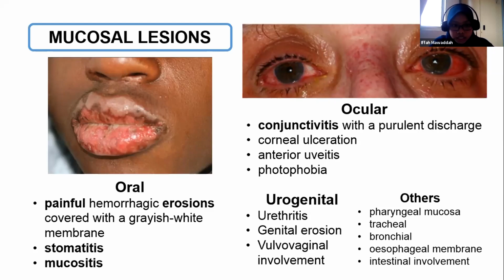And then for urogenital involvement, urethritis will develop in up to 2/3 of patients and may lead to urinary retention. Genital erosion is also frequent, and in female, vulvovaginal involvement may present. Other mucosal lesions include involvement of pharyngeal mucosa, tracheal, bronchial, and esophageal membrane, and also intestinal involvement.